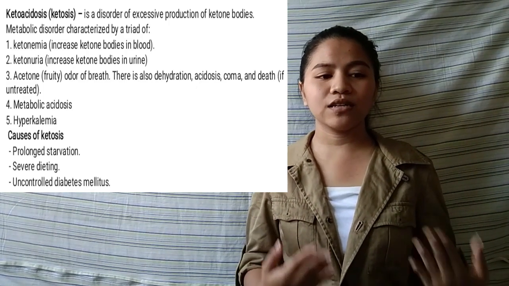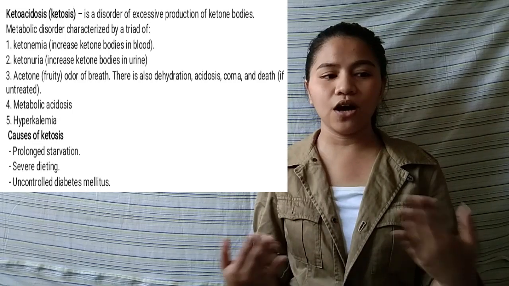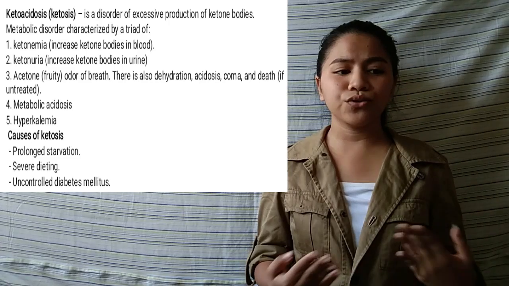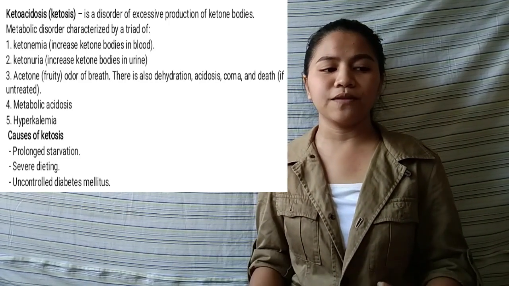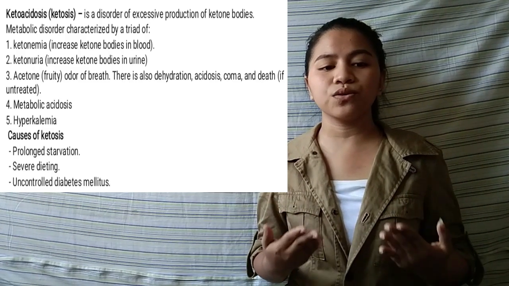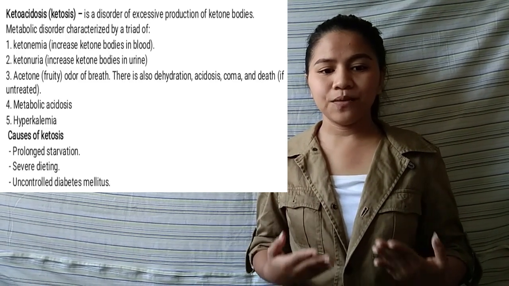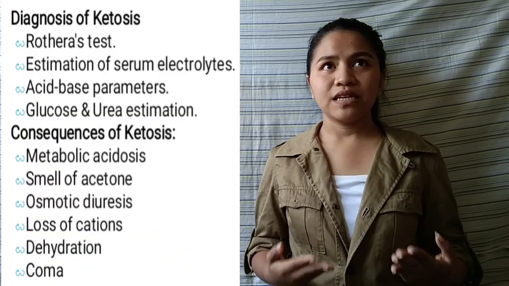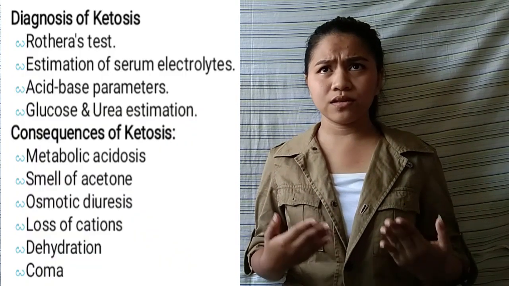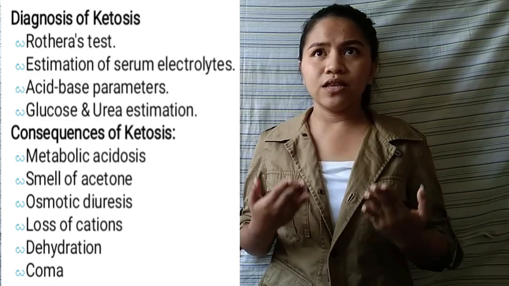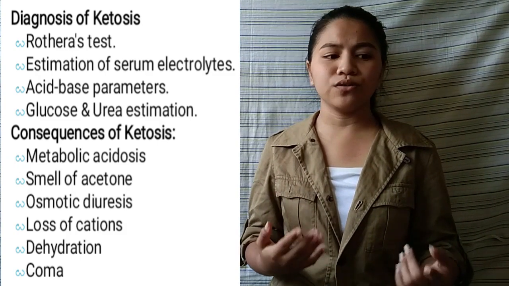Metabolic disorders characterized by a triad of ketonemia, increased ketone bodies in blood, ketonuria, increased ketone bodies in urine, and acetone, fruity odor of breath. There is also dehydration, acidosis, coma, and death if untreated. The ketonemia or increased ketone bodies in blood: in ketosis, the plasma concentration of ketone bodies is well above normal limits. The condition is called ketonemia.